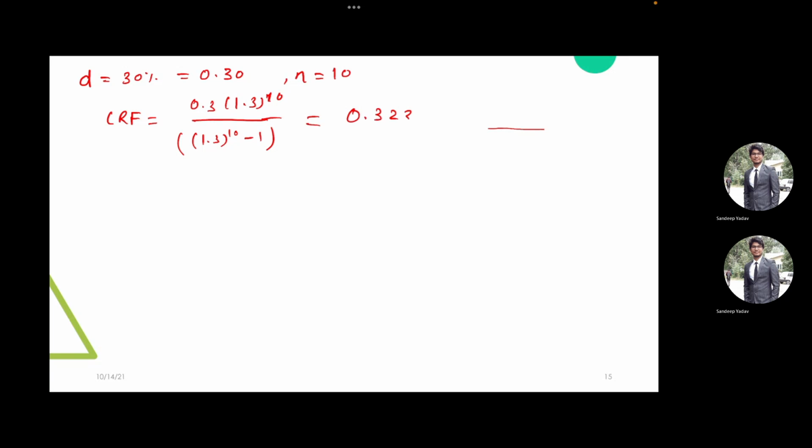So first, D is 30%, or we can say 0.30. Life is given as 10 years. So we can calculate CRF. CRF is 0.3 into 1.3 to the power n, that is 10, divided by 1.3 to the power 10 minus 1. The CRF, if you calculate, will come around 0.323.